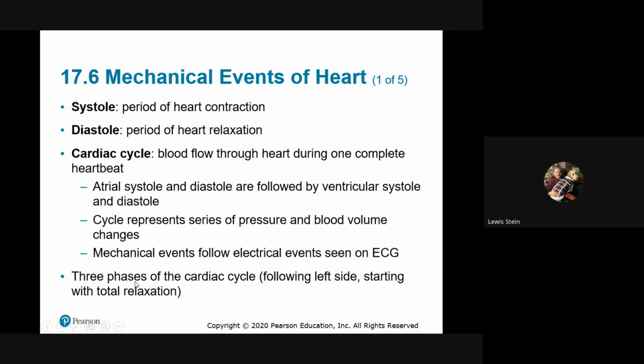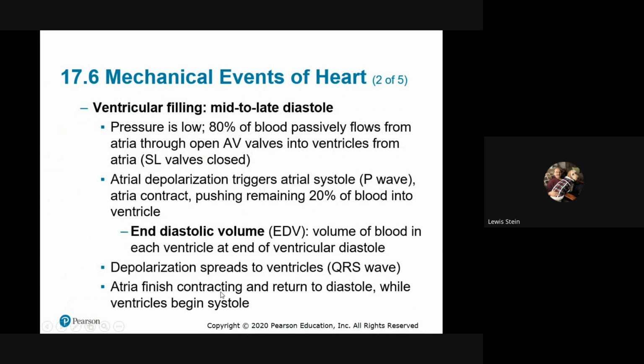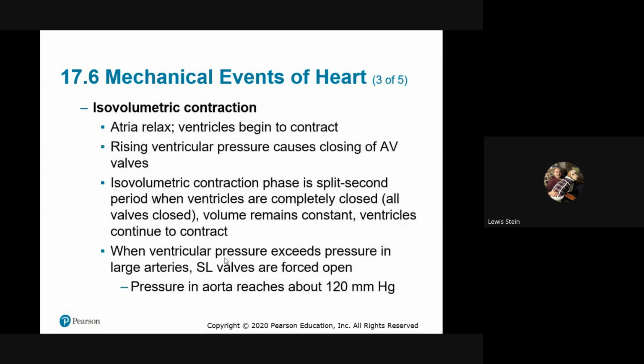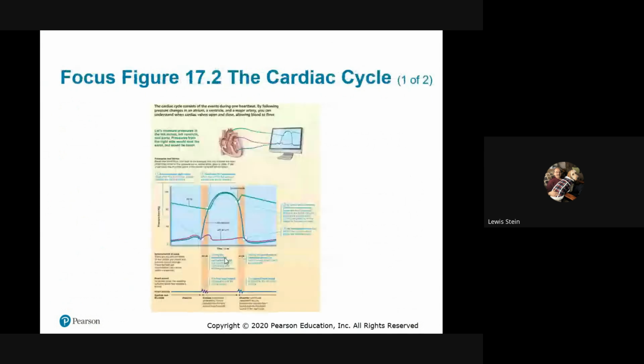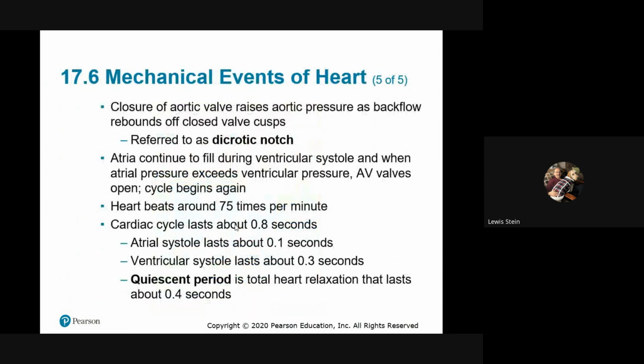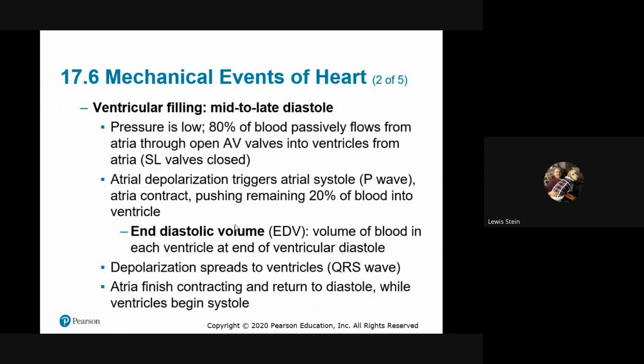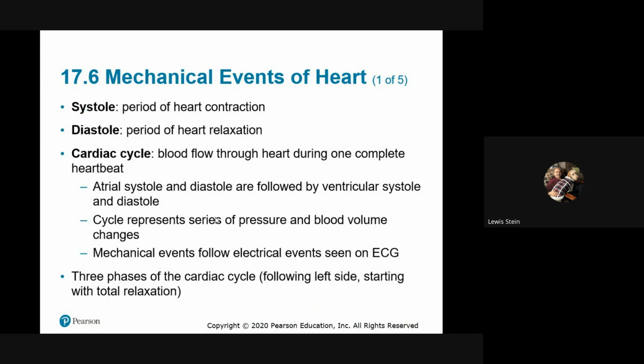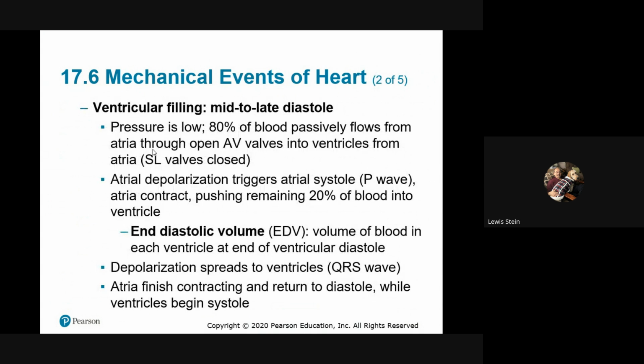So left side starting with total relaxation. By definition, when the heart is completely relaxed, effectively we're starting a cycle. We are going to get to this. Like I said, coming up, the ball game is here. That's what we're looking for. So we try to marry all of those things as well as things that you see on the cardiogram together. So that's where we're sort of heading.